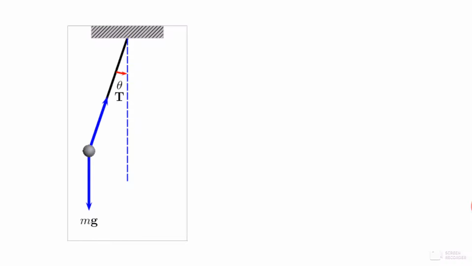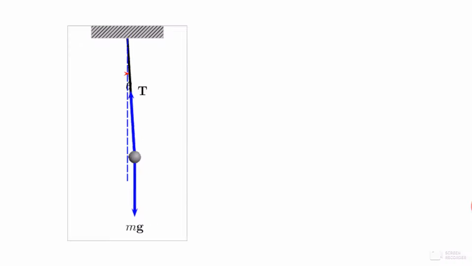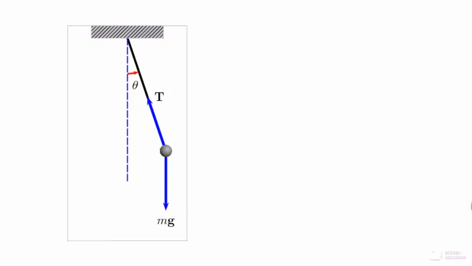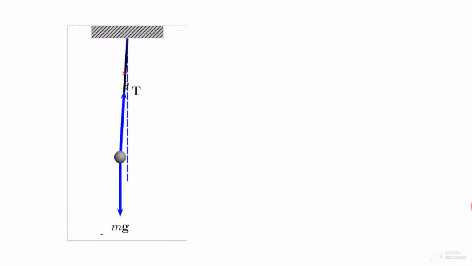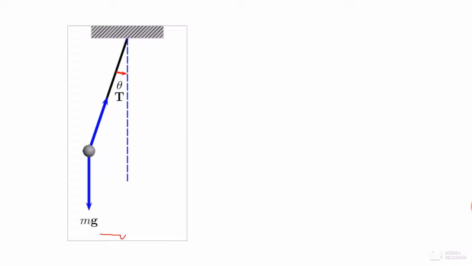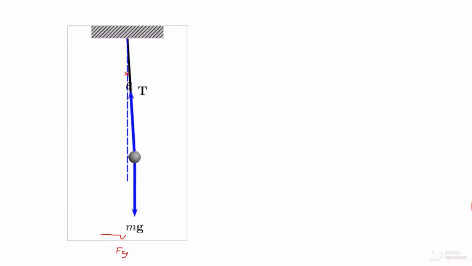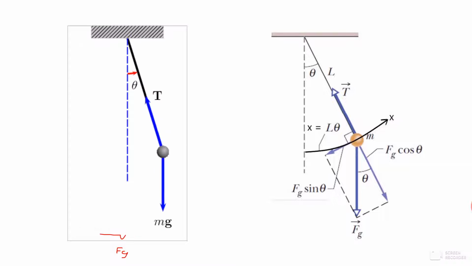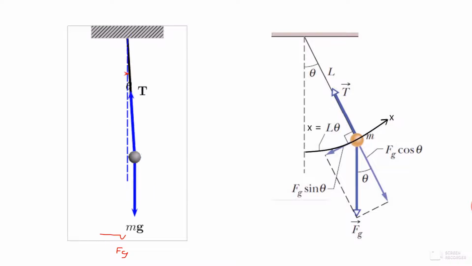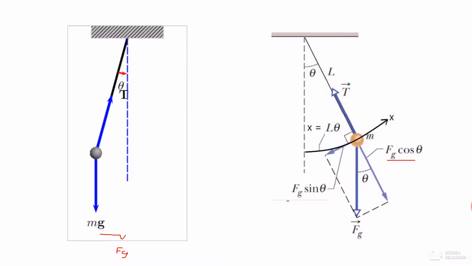Okay, so here you can see a simple pendulum that has two forces, the tension and the gravitational force. The gravitational force here is mass times the gravitational acceleration. Now, if we expand this free body diagram, we can see this image. The gravitational force can be divided into two components, a cosine and a sine component relative to theta.